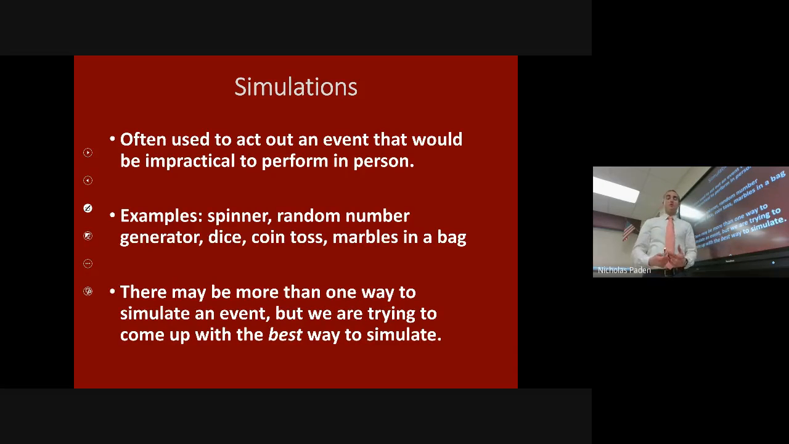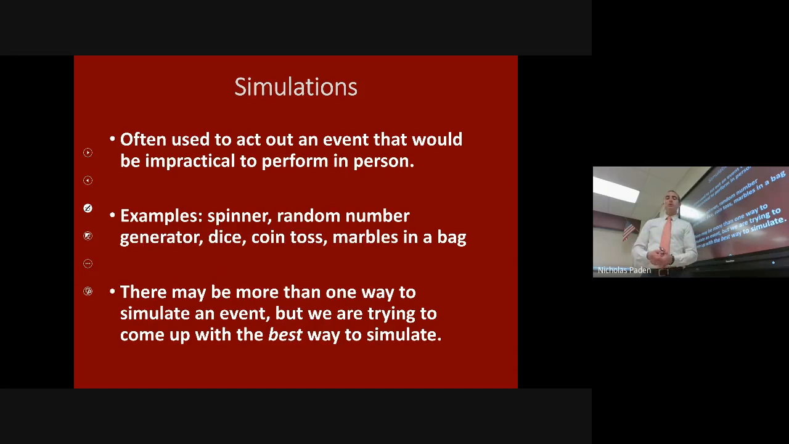Examples of simulations are things that we've already talked about before. Spinning a spinner, using what's called a random number generator, where you tell the computer what numbers you want, like 1 through 5, 0 through 9, and then it just randomly generates a number. Rolling dice, tossing a coin, pulling marbles out of a bag.